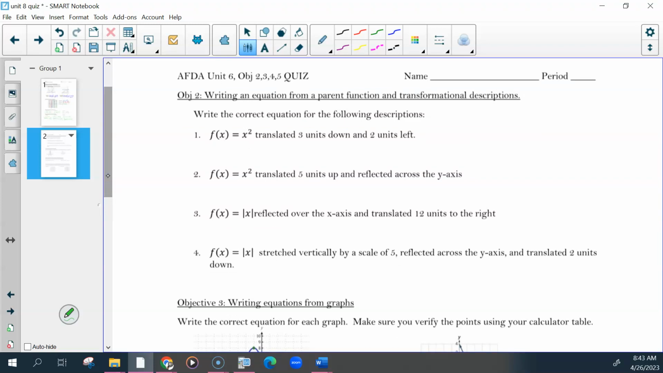Then objective 2, you have to write the correct equations. So for this one, it should have been f of x equals, in parentheses, x plus 2, outside of the parentheses, squared minus 3. That was worth 2 points. Did you get both of the transformations correctly and put them in the correct places? If you started adding in things that were not there, I started taking off. If you missed the square, I took off because you have to have that. Questions on that first one?